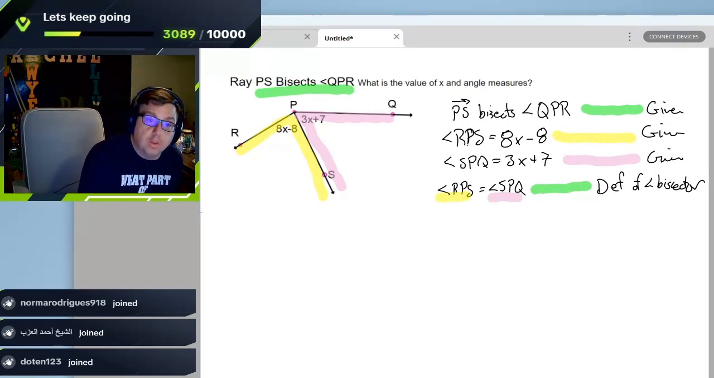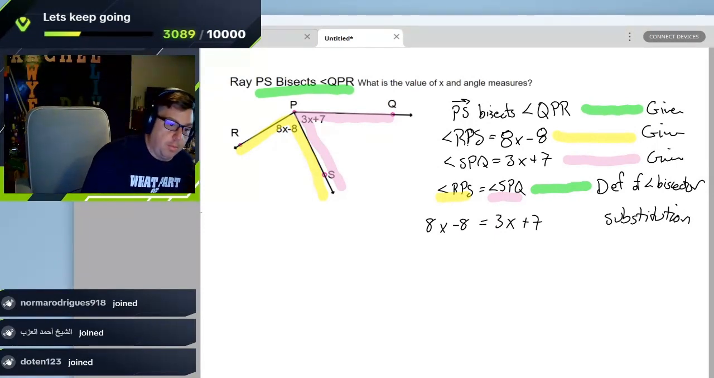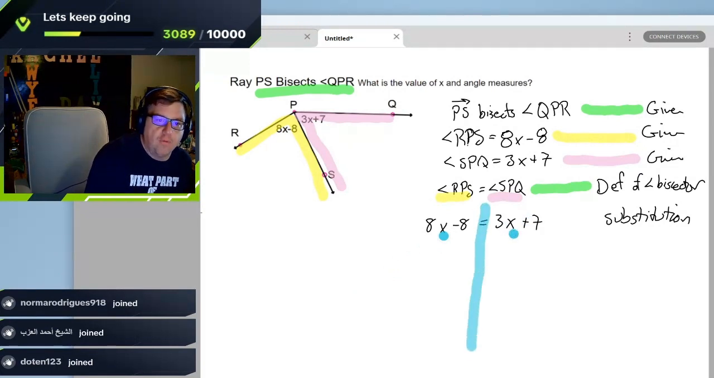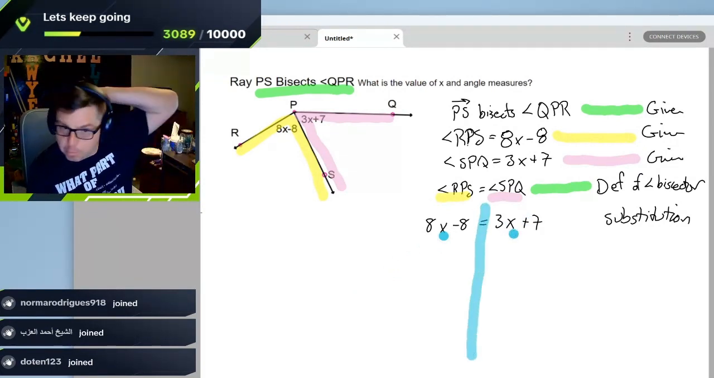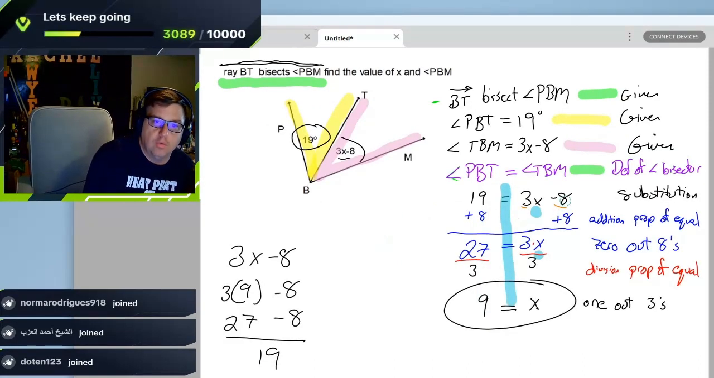Now, with that, use the yellow. The yellow is 8x minus 8 equals the pink, which is 3x plus 7, and that is substitution. Okay? So we're substituting this information in. Now, this is a great problem. My students definitely kind of struggle with this when you have variables on both sides. But in the same regard as the last problem, and really think about this, how do you get rid of a minus 8? Remember, we did the inverse operations. We added 8 to both sides.